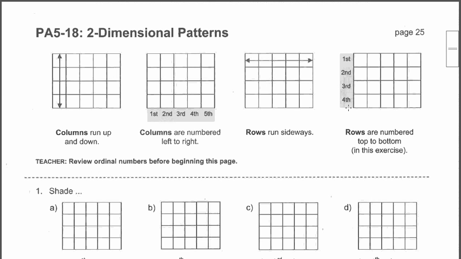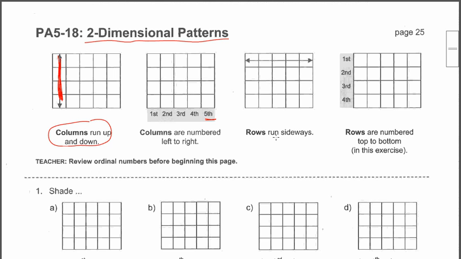This is page 25 of grade 5. So here we're looking at two-dimensional patterns. Here we've got a grid and we know that columns run up and down. So columns are this way, right? Columns are numbered left to right. So first, second, third, fourth, and fifth column are listed here.